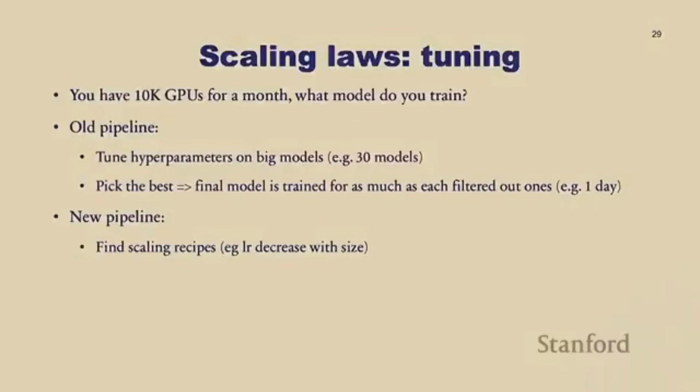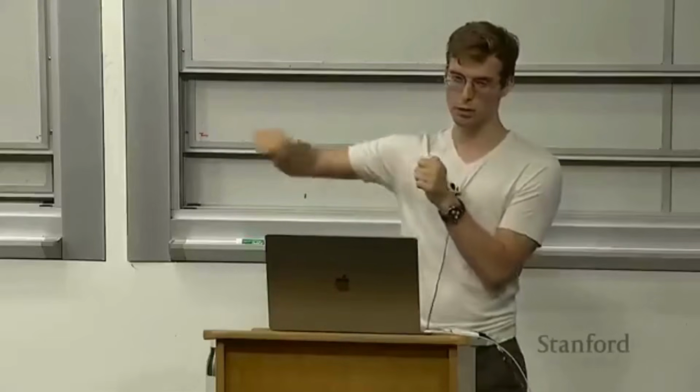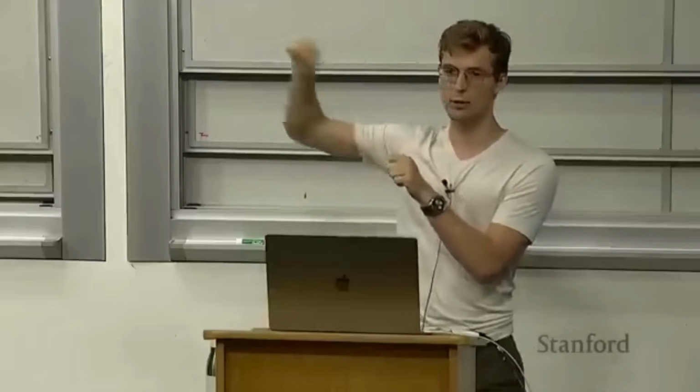The new pipeline is that you first find a scaling recipe. One common thing is that if you increase the size of your model, you should decrease your learning rate. So you find a scaling recipe such that you know if I increase the size of my model, here's what I should do with some hyperparameters.